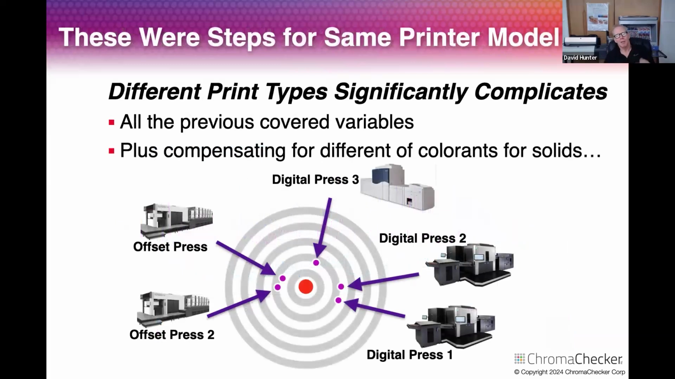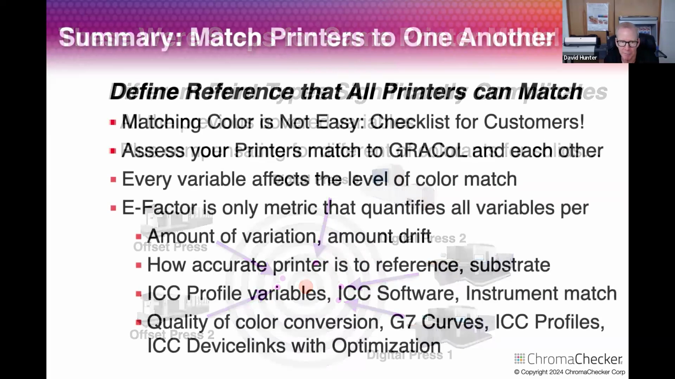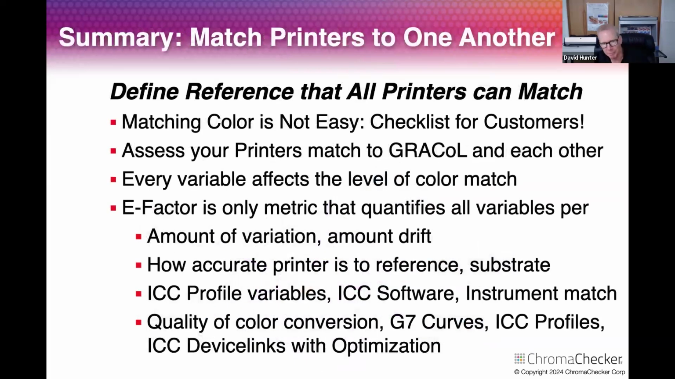So you can imagine if we were to now talk about additional variables of different printings and colorants, the number of variables go up significantly, and this becomes much more challenging. So in summary, you define a reference that your printers can match for the given substrates, and then you set about matching color to one another. Now, there's a lot of detail I didn't go into.